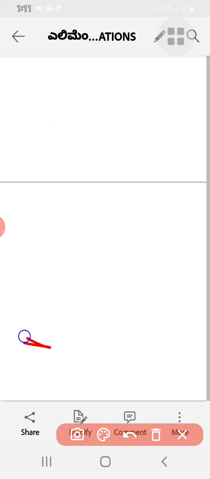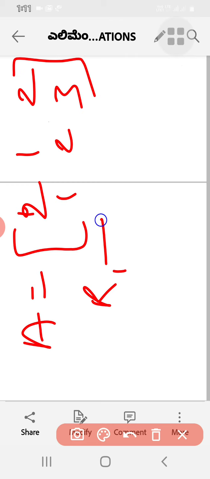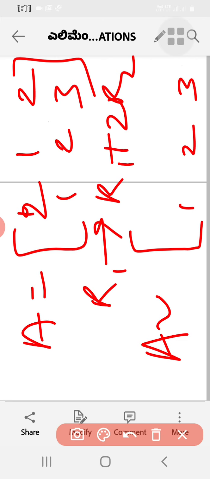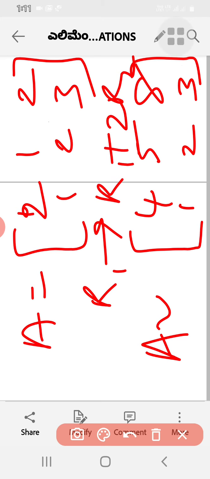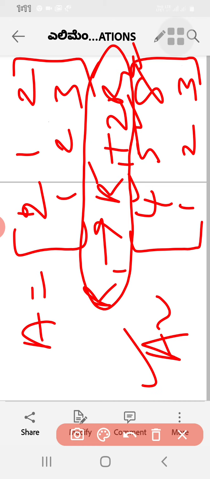Okay, I have taken this matrix here. Our matrix is 2, 1, 2, 1, 2, 3. So after applying this, R1 changes to R1 plus 2R2. Then this matrix transformed to 4, 5, 8. So how did I get this 4, 5, 8? By applying first row plus 2 times second row. So I got 4, 5, 8. So this is my new transformed matrix.